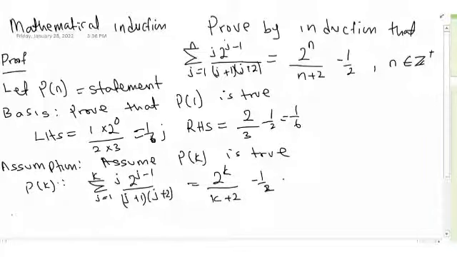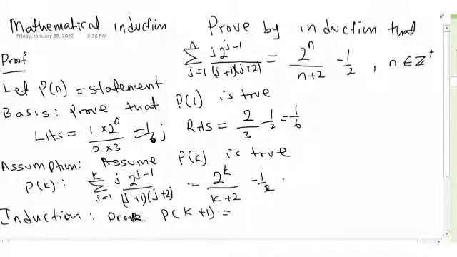So the third step now, we call the induction step. So in this step, we assume the statement, we prove. We now prove that the statement is true for n is equal to k plus 1. So prove that the statement is true for, so here now we want to prove that P of n is true for k plus 1.